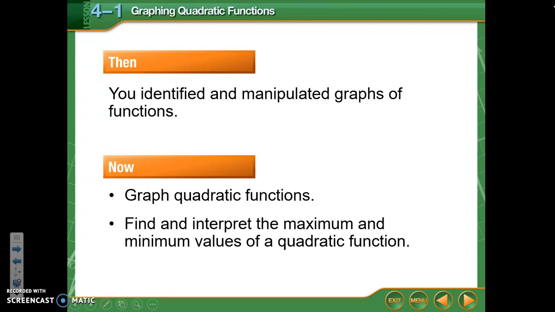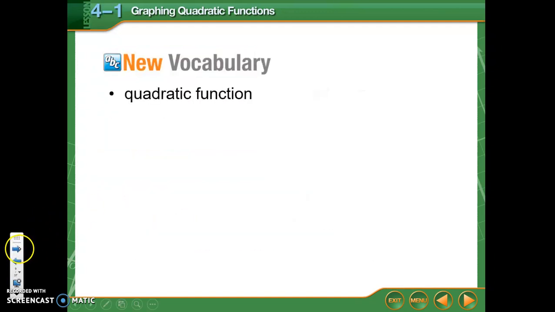Most of this is review from Algebra 1, but we might need refreshing on some of the different parts. So our goals today are to be able to graph quadratic functions, and we're talking not just about sketching them, but about graphing them precisely, and then to be able to find and interpret what the maximum and minimum values of a quadratic function are and what they mean.